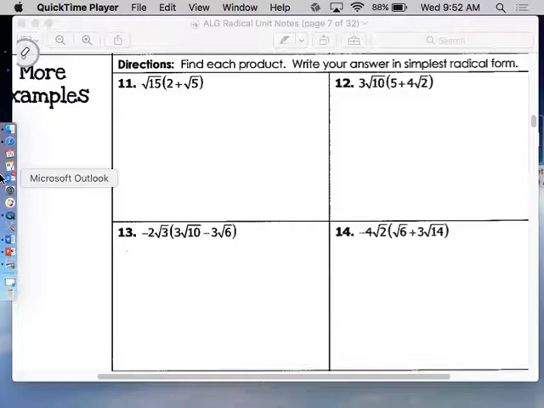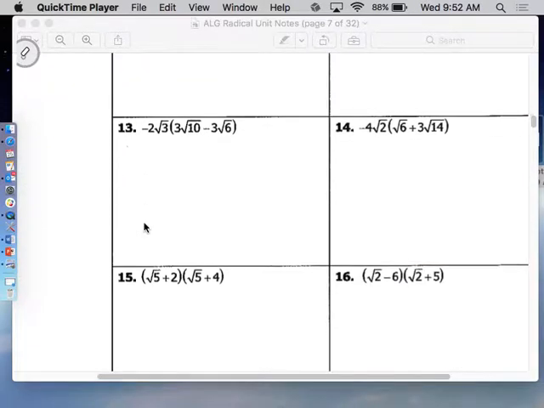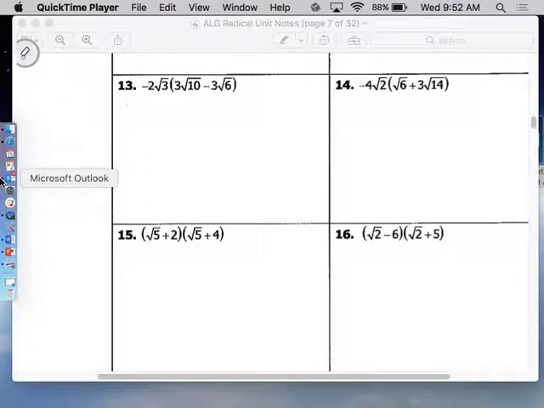Let's do 13 and 14 on the video. Okay, so number 13. Notice that I've got negative 2 and positive 3. So I'm going to combine those to give me negative 6. And then underneath the radical, I'm going to have radical 3 times radical 10. That's going to give me radical 30. And then moving on with the process, negative 2 times negative 3, giving me positive 6. And then I'm going to have radical 3 times radical 6, giving me radical 18.